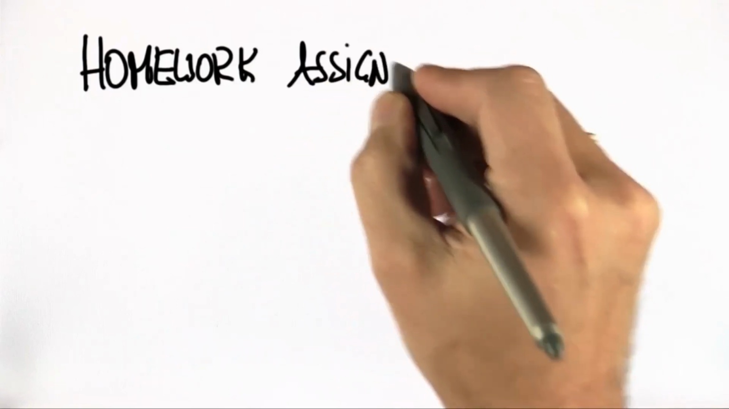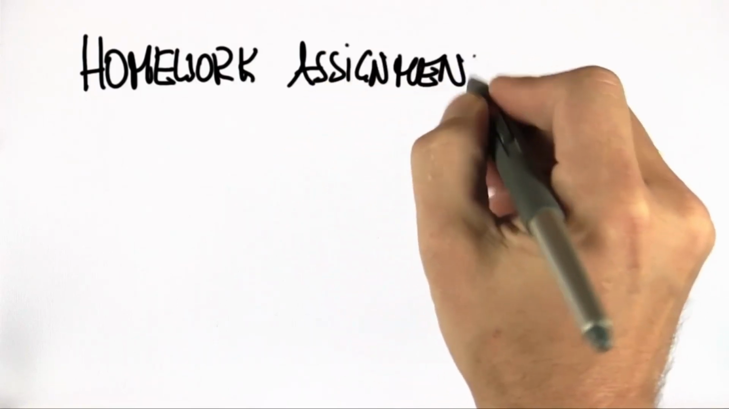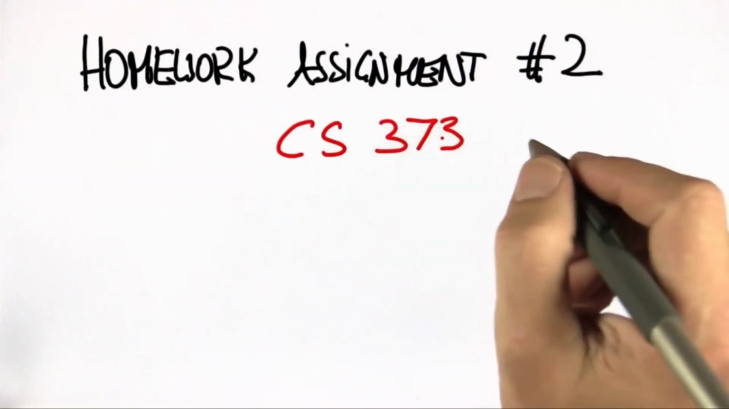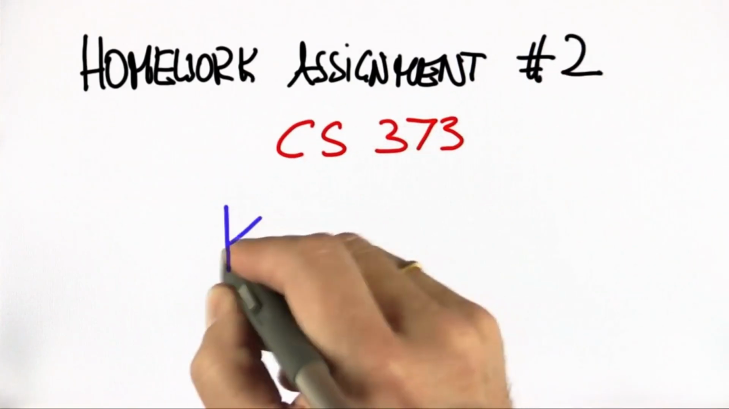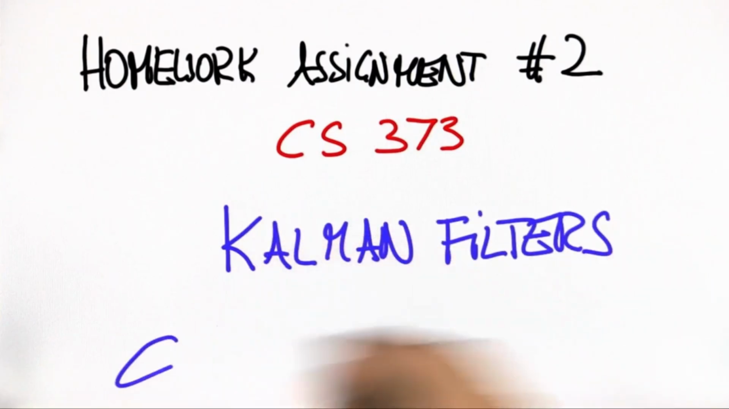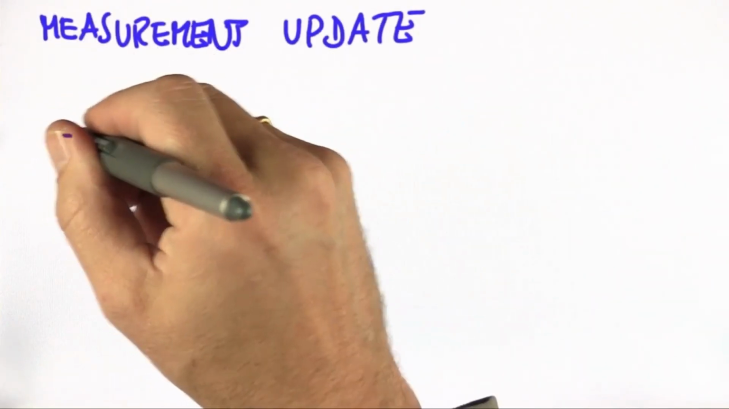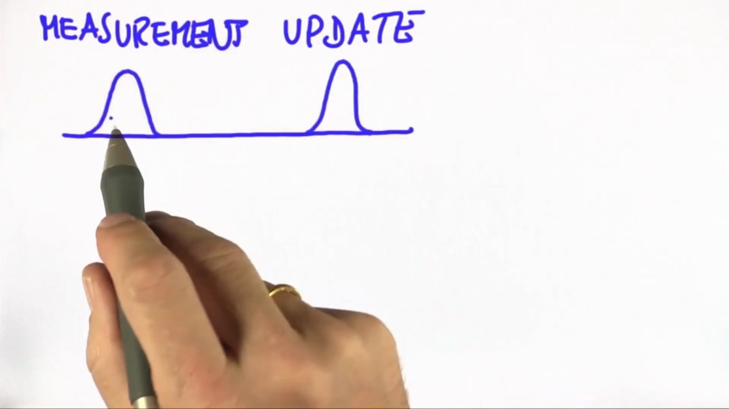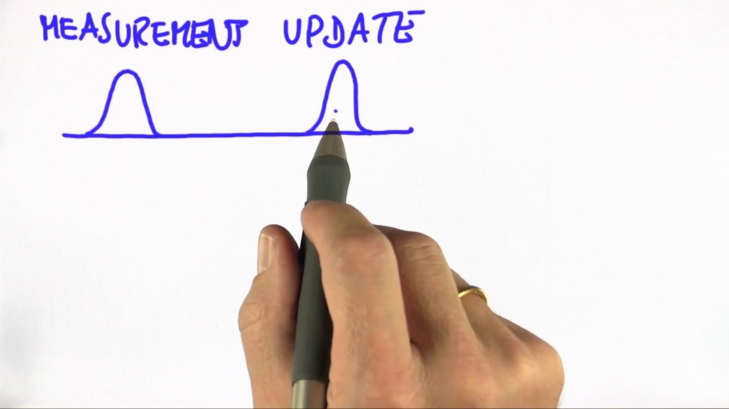This is homework assignment number 2 in CS373, and it's all about Kalman filters. So question number 1 is measurement update. Let's start with two Gaussians and say they have identical variances.